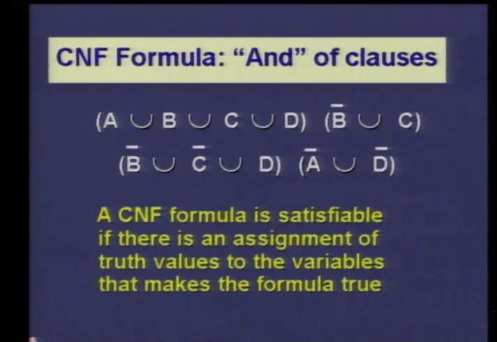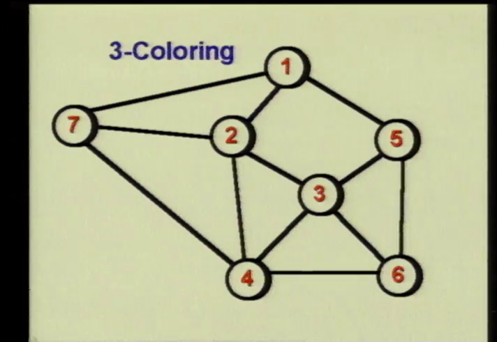The satisfiability problem then takes as its input a CNF formula, and the input is accepted if that formula is satisfiable. Now let's turn to the second problem that's involved in our reduction. This is a problem from graph theory called the three-coloring problem.